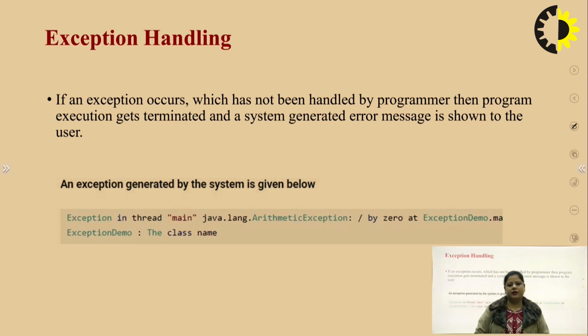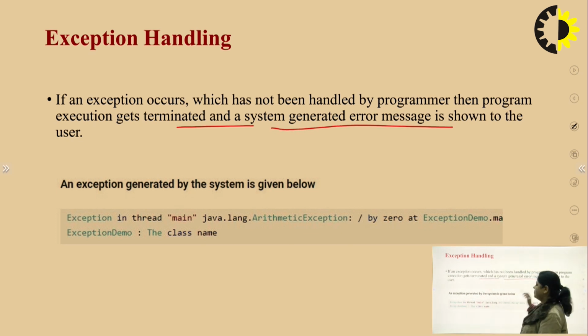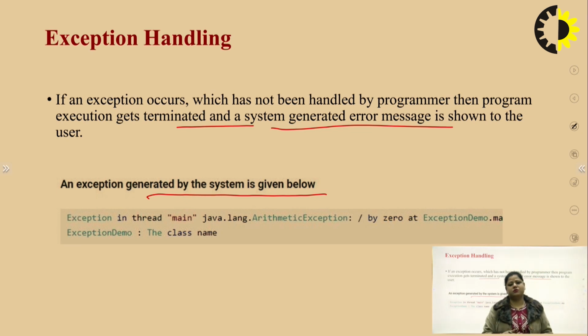Exception handling helps ensure this does not happen when an exception occurs. So we can say that if an exception occurs which has not been handled by the programmer, then program execution gets terminated and a system generated error message is shown to the user. That is an exception generated by the system. There are many types of processes in a program by which we can control exceptions.